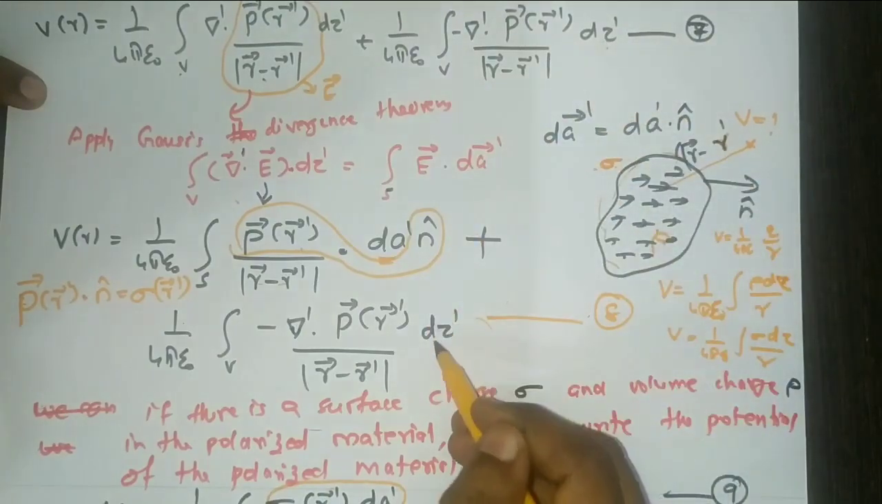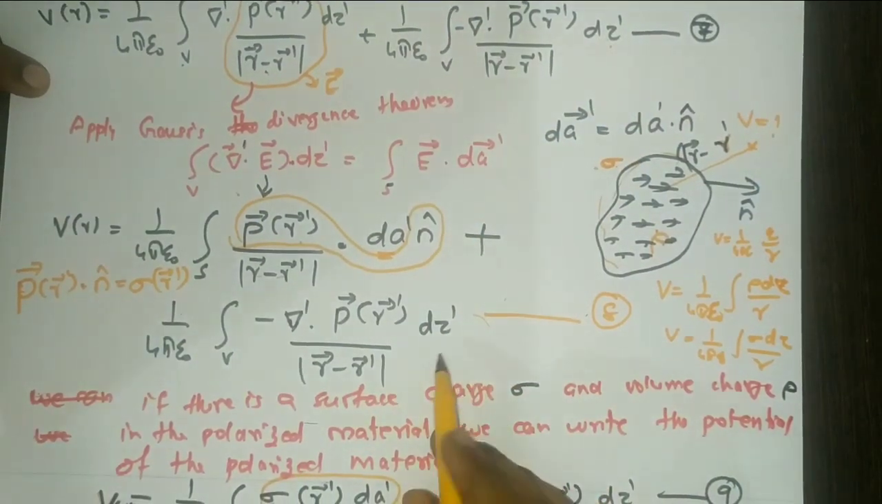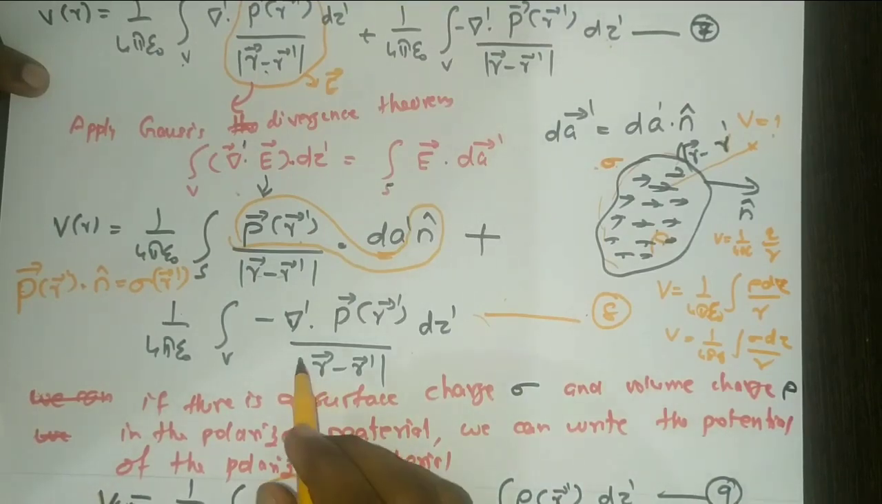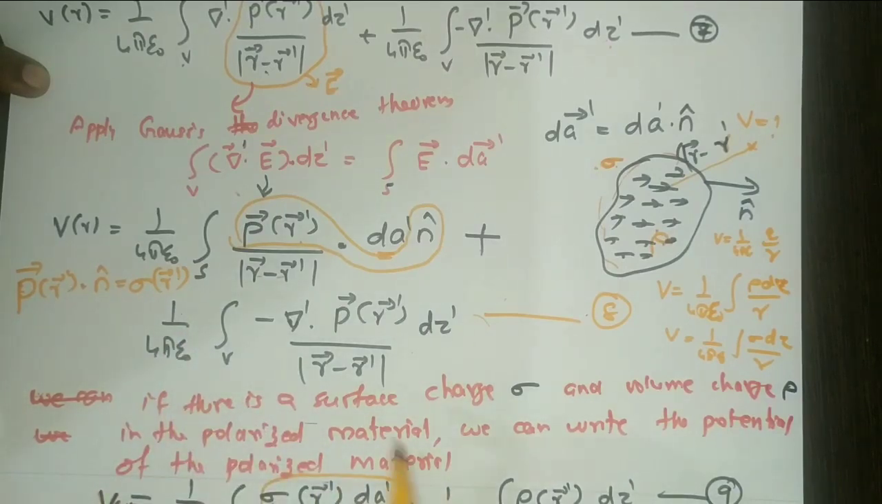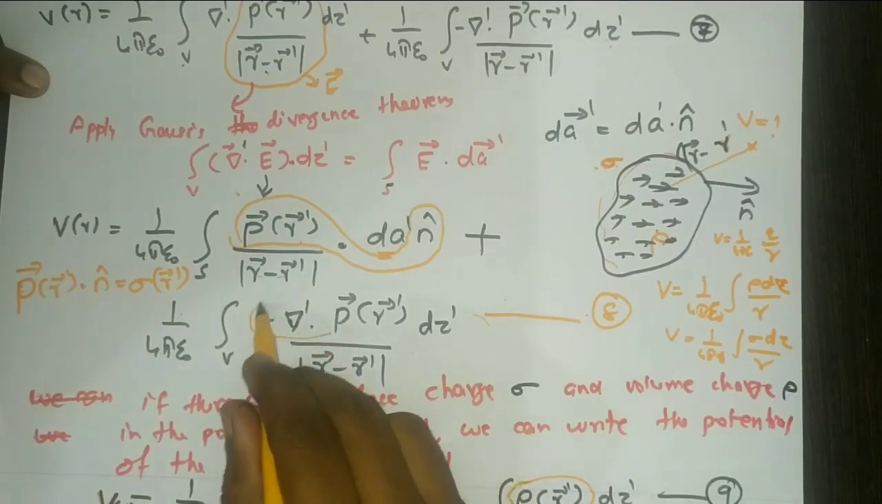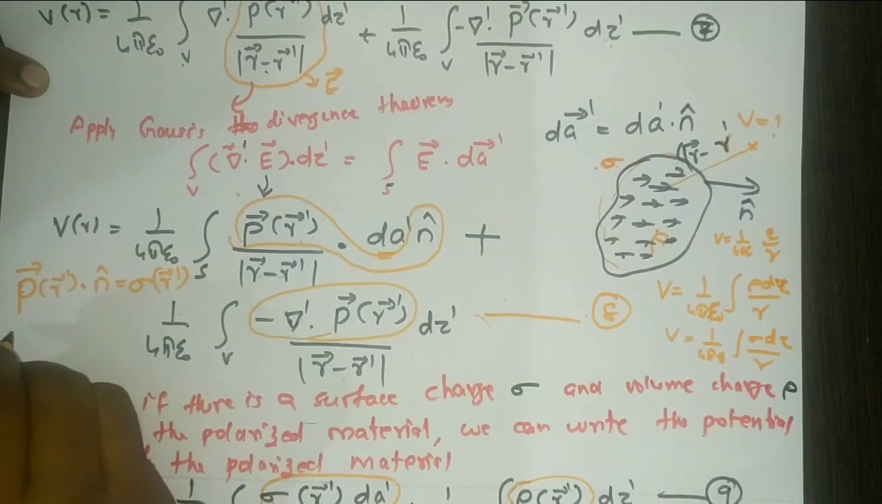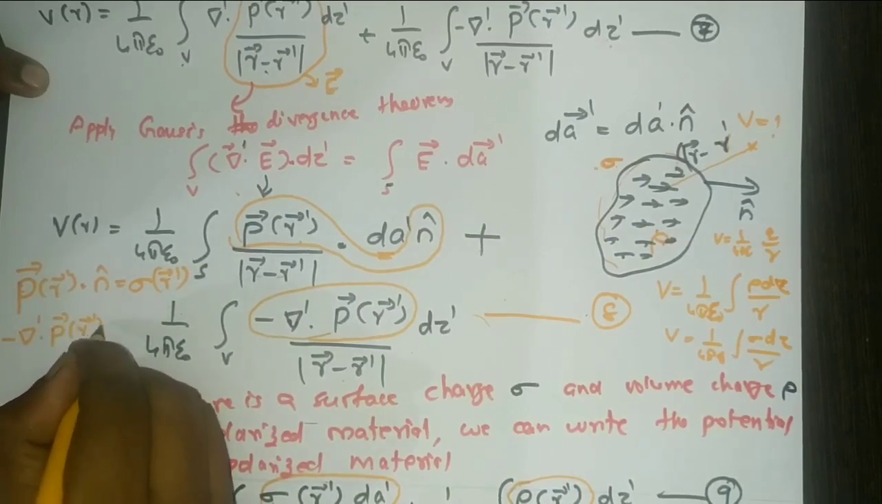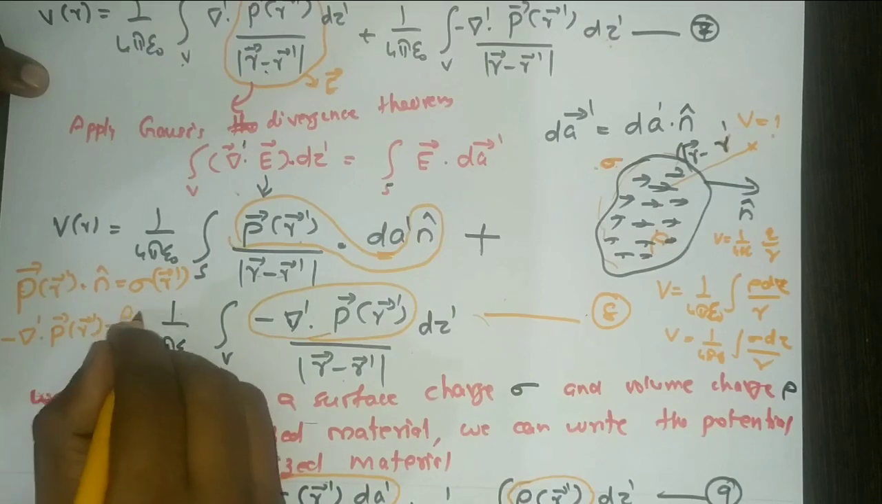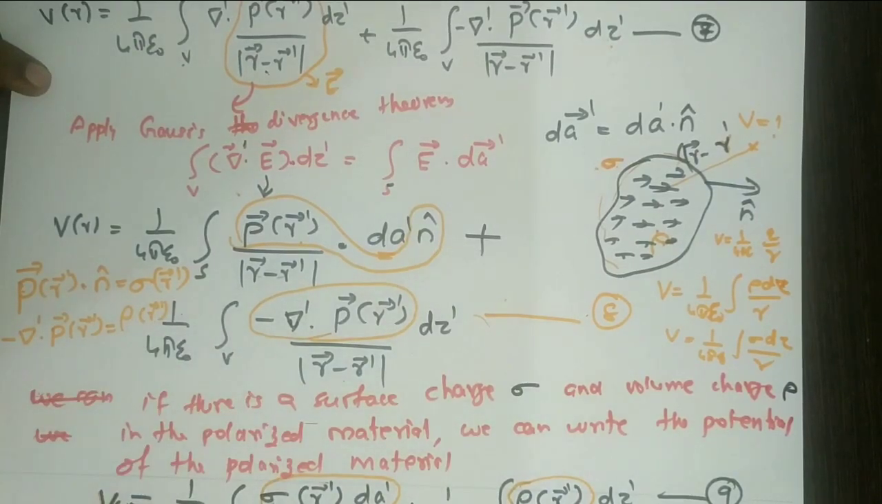D prime is here. I missed to write here. Now if we compare the second term, the plus 1 by 4 pi epsilon 0 is common, denominator is common, volume integral is there, d prime is there. Then we can compare these, and these two will be same. That is, here we can write minus del prime dot P r prime equal to rho r prime. Okay.